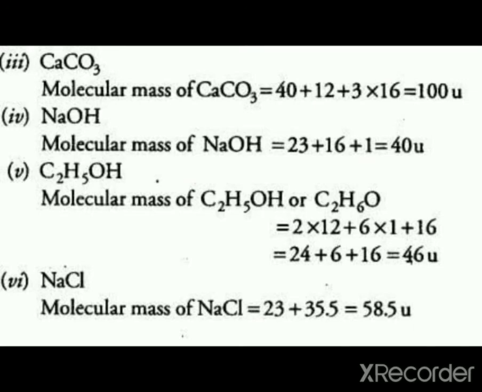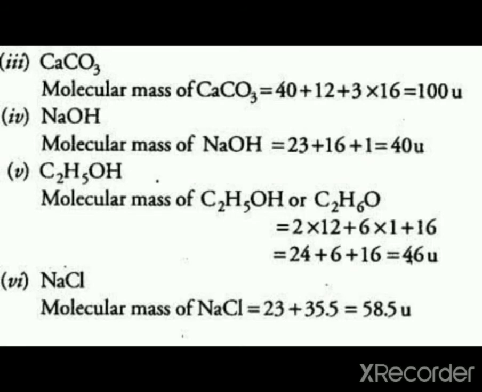Molecular mass of calcium carbonate is equal to the atomic mass of calcium, that is 40, plus the atomic mass of carbon, 12, plus 3 into the atomic mass of oxygen. So 3 into 16. The total will give you 100 U. Similarly, the molecular mass of sodium hydroxide is equal to 23 plus 16 plus 1. That is equal to 40 U. The molecular mass of ethanol is equal to 46 U. What is the molecular mass of sodium chloride? It is equal to 58.5 U.